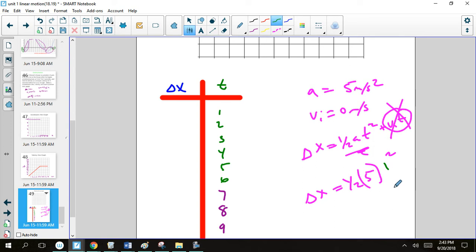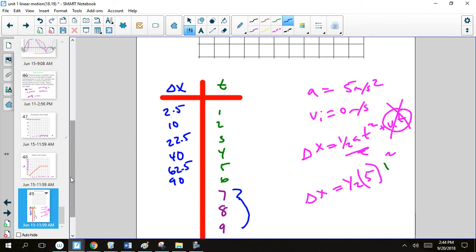Our acceleration is the same. Our velocity initial is still 0, so we only have to worry about this part. We're only changing the green. So we'll go ahead and fill in these numbers, and we're just plugging and chugging answers. Plug in 1 for that, we get 2.5. Plug in 2, we get 10. 22.5. 40. 62.5. And then 90.